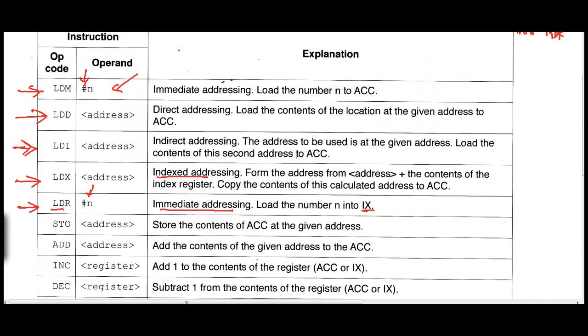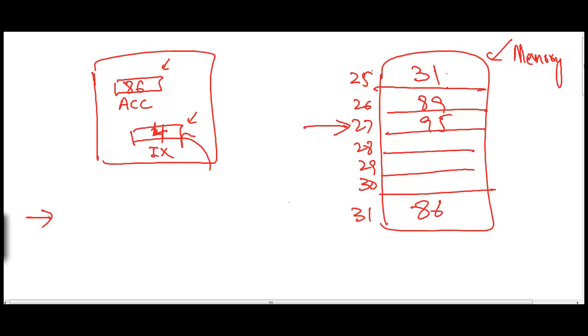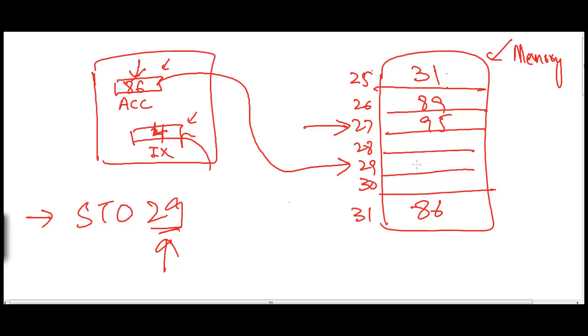Okay, so next we have these store instructions, right? What store is going to do is, if we say store 29, this is going to store the value in the accumulator at address 29. So this value in the accumulator, which is 86, is going to be stored at this address in the memory, address 29. This is where we are going to store this value.